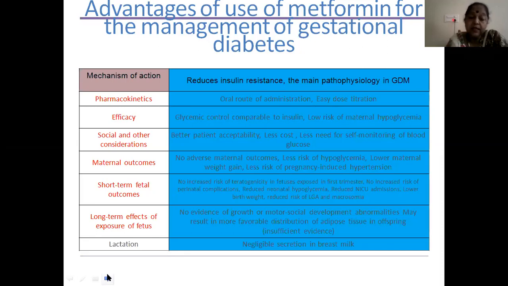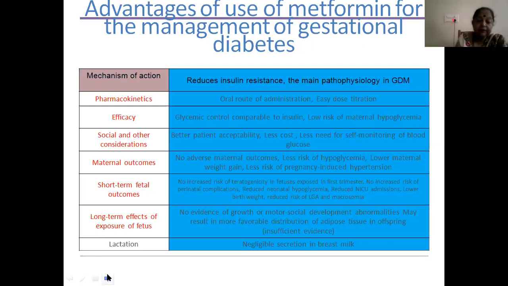These are the other factors. Maternal outcome: there is no adverse maternal outcome, less risk of hypoglycemia, lower maternal weight gain, less risk of pregnancy induced hypertension, they say. But these are some of the studies based on short term fetal outcome. No increased risk of teratogenicity in fetuses exposed in the first trimester, no increased risk of perinatal complications, reduced neonatal hypoglycemia, reduced NICU admissions, lower birth weight, reduced risk of macrosomia.